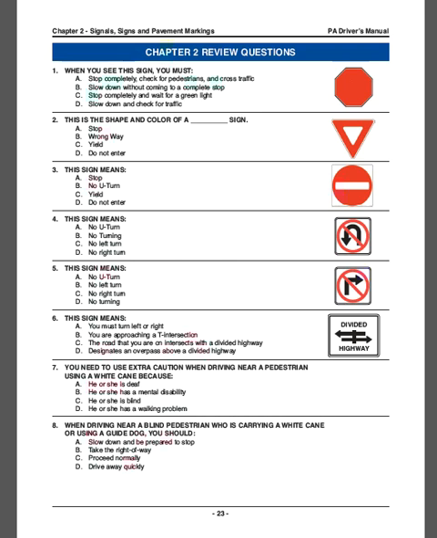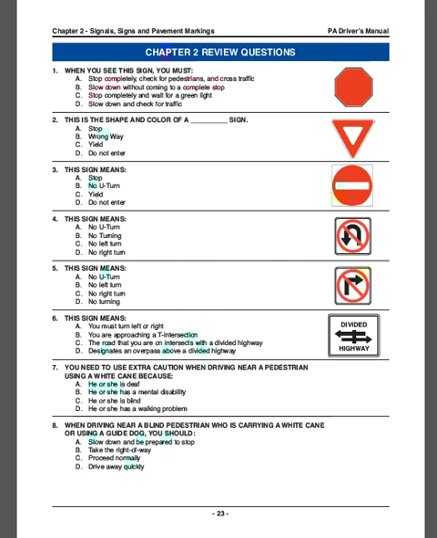6. This sign means A. You must turn left or right. B. You are approaching a T intersection. C. The road that you are on intersects with a divided highway. D. Designates an overpass above a divided highway. The answer is letter C. The road you are on intersects with a divided highway.